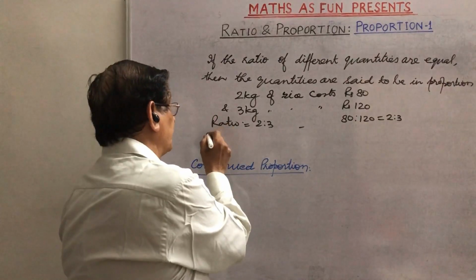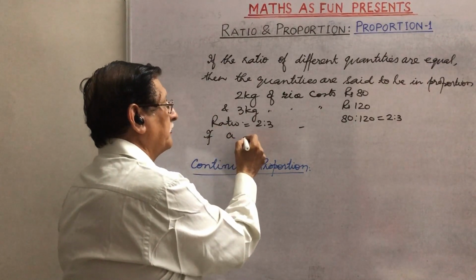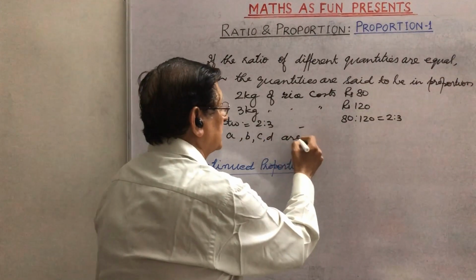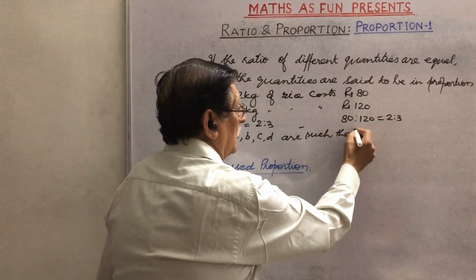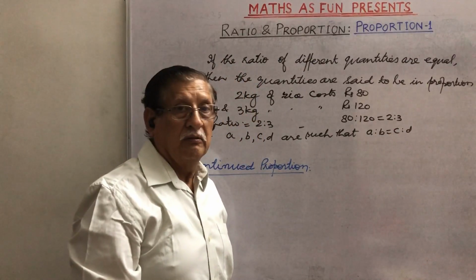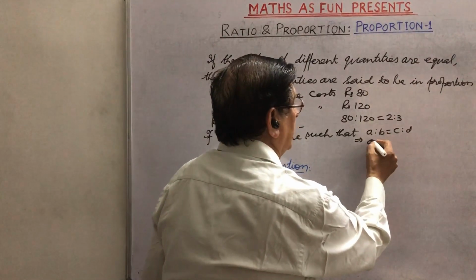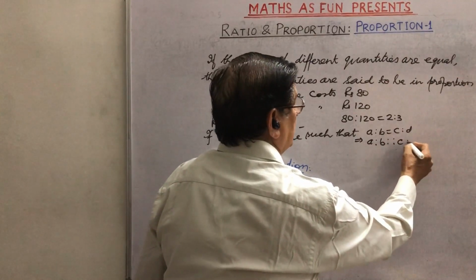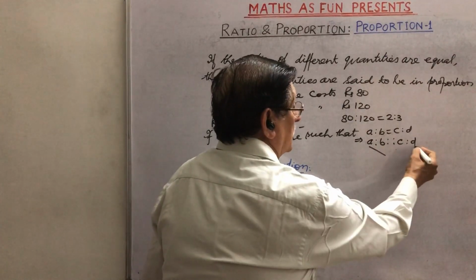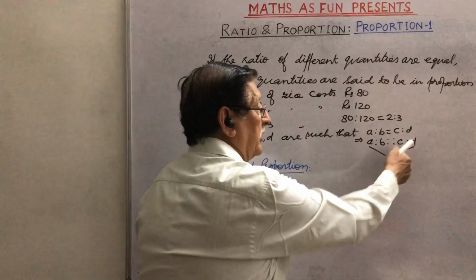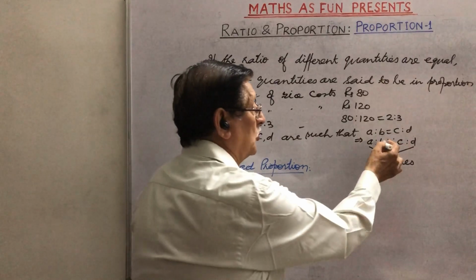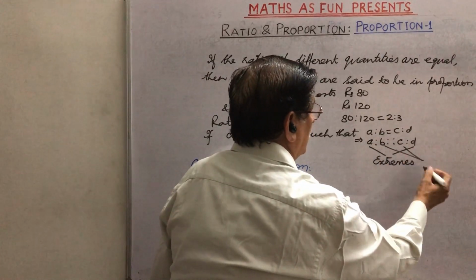If we have four numbers A, B, C and D such that A is to B is equal to C is to D, we represent this in proportion as A is to B is same as C is to D. The outer terms A and D are known as the extremes, and the two in between are known as the means.